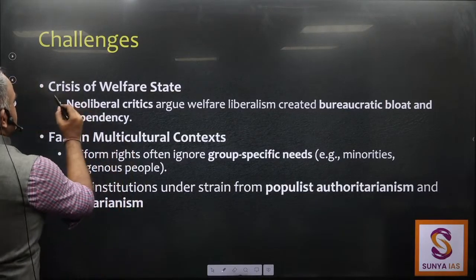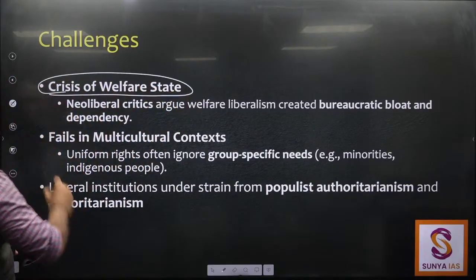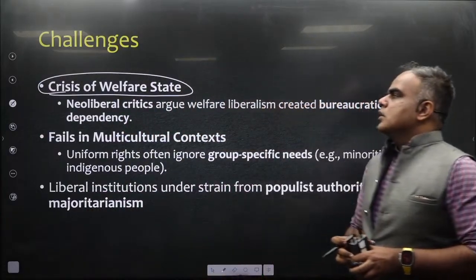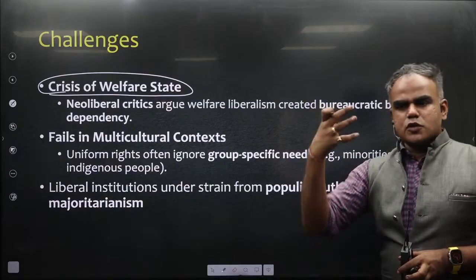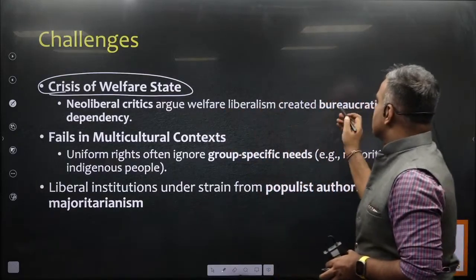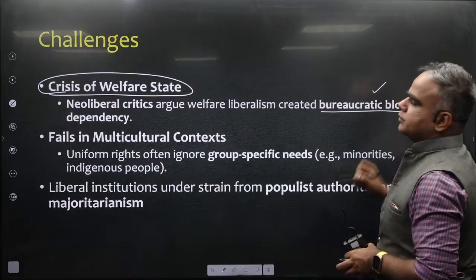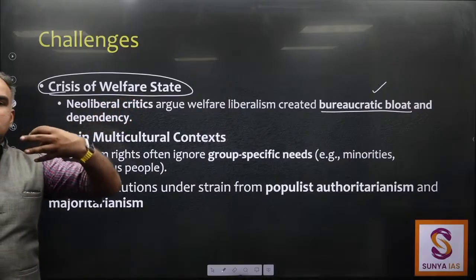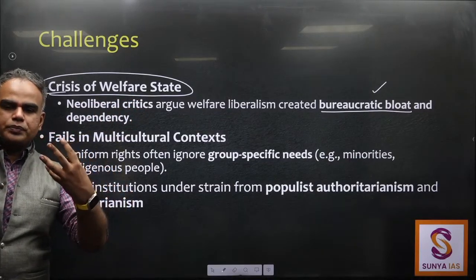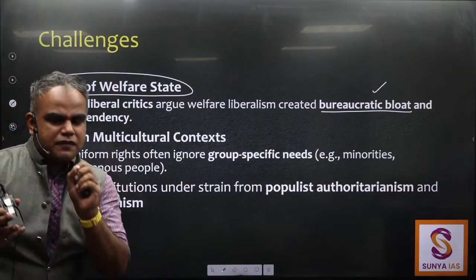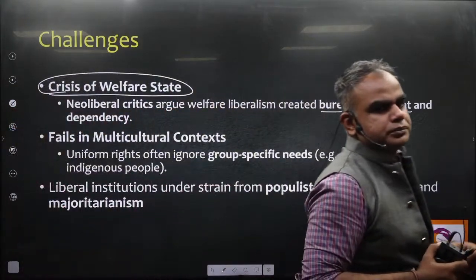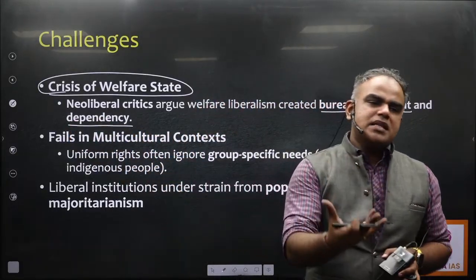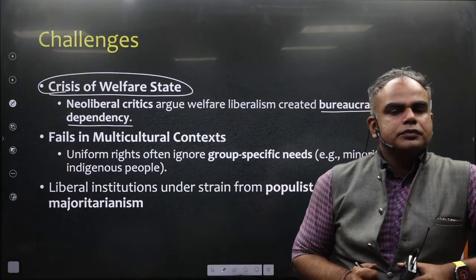One is the crisis of the welfare state. When you write about welfare states, of course neoliberals will say this creates a bureaucratic bloat. We know what bloating is, when somebody has gas, for example. So this is bureaucratic bloat. Why? The structures have become huge and big, and they are not efficient. Second, there is a huge dependency that is created. There is no independence. This is also a challenge.